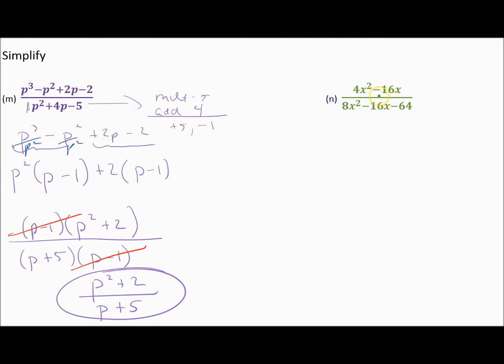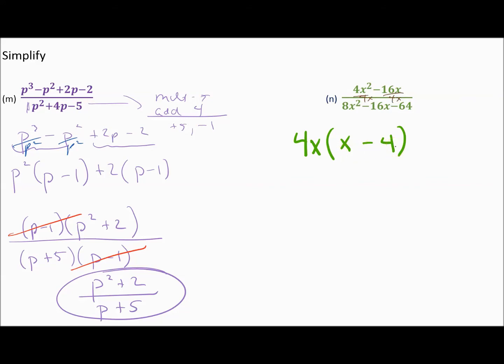So notice in the numerator, I have a binomial, but I have a greatest common factor. 4 divides into both 4 and 16, and x divides into both x squared and x. So I'm going to factor out a 4x, and that's going to leave me with x minus 4. So notice what I did is I divided each of these guys by 4x. 4x here, and 4x there, and that leaves me with x minus 4.